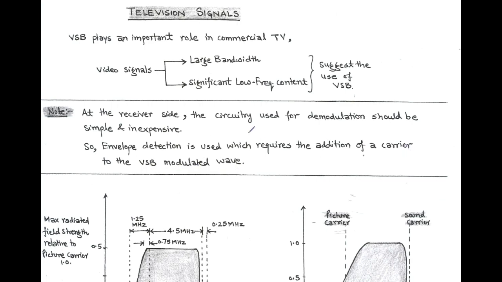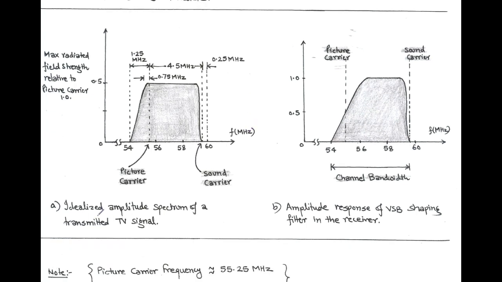Now we discuss the amplitude spectrum of a transmitted TV signal, that is the ideal one, and is shown in figure A. And the amplitude response of the VSB shaping filter in the receiver side is shown in figure B. As we know that for TV transmitted signals, the VSB shaping filter is used for the detection purpose because the TV signals are wideband signals and contain significant low frequencies.